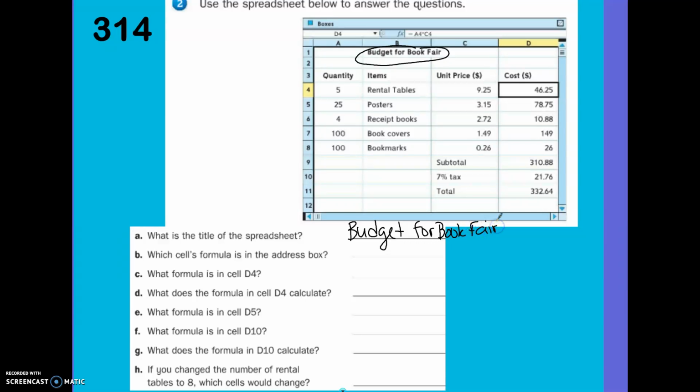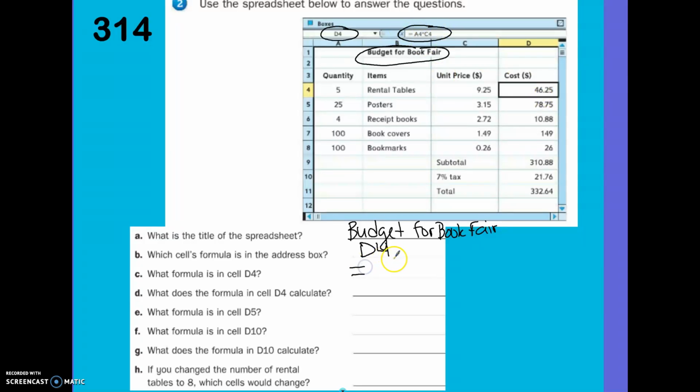And then B says which cell's formula is in the address box. We learned today in class that this up here is the address box. So D4 is the name of the cell in the address box. And then what formula is in cell D4? Well, since D4 is highlighted, it is selected. So that means that the formula is written up here.